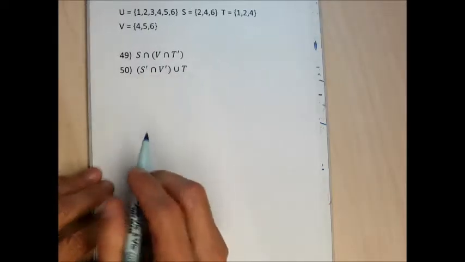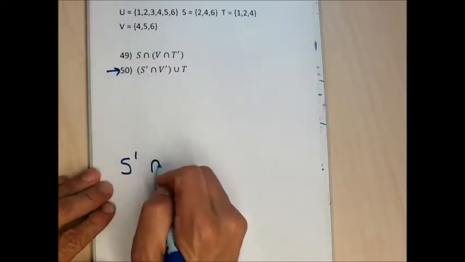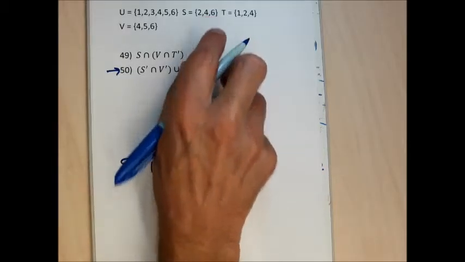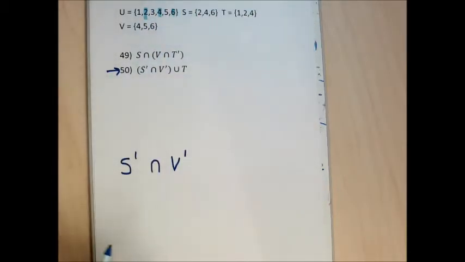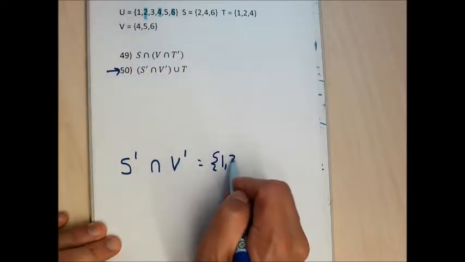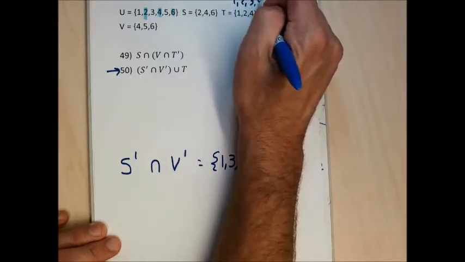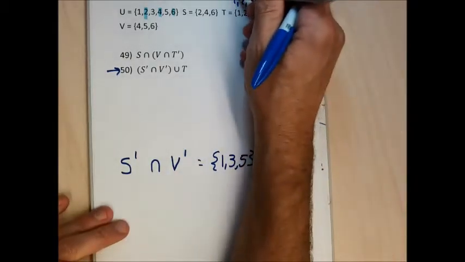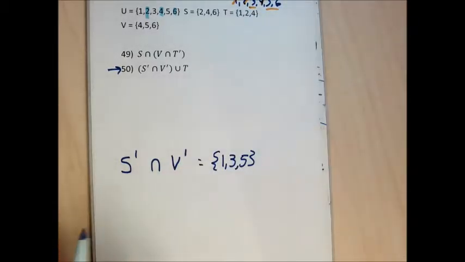Let me do the inside of the parentheses first. So inside of my parentheses in problem 50, I have to do S complement intersection T complement. S complement is what I get when I take out 2, 4, and 6 from the universal set. And when I take 2, 4, and 6 from the universal set, I'm left with 1, 3, and 5. T complement is what I get when I take out 1, 2, and 4 from the universal set. So I'll take out 1, 2, and 4 from the universal set. T complement is going to have 3, 5, and 6.